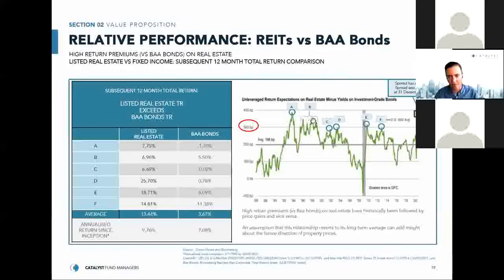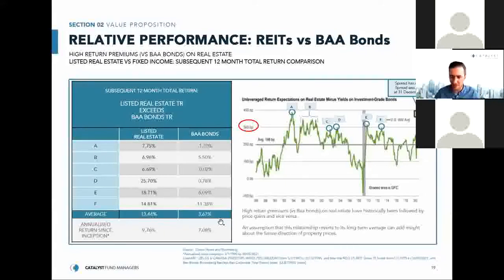The point we were trying to make at the time was that there are a few instances where the spread really opens up, and on the face of it, that would imply that real estate is very cheap relative to BAA bonds. So on the chart on the left-hand side, for all of those instances, we asked what did real estate do in the subsequent 12 months? What return did you get from real estate versus BAA bonds in the subsequent 12 months? And you can see for each of those instances where the spread had really opened up, real estate outperformed BAA bonds over the coming 12 months.